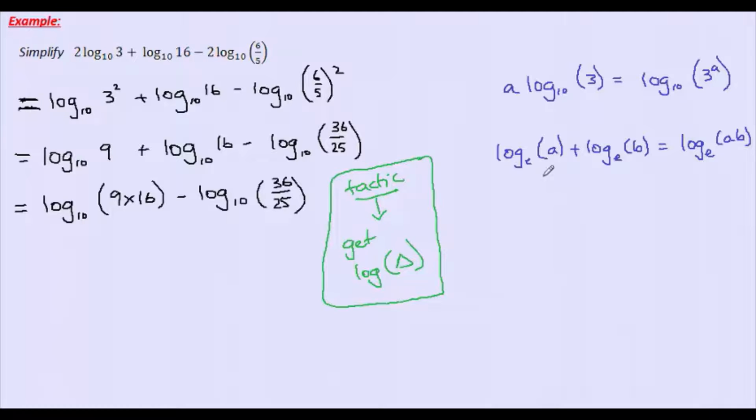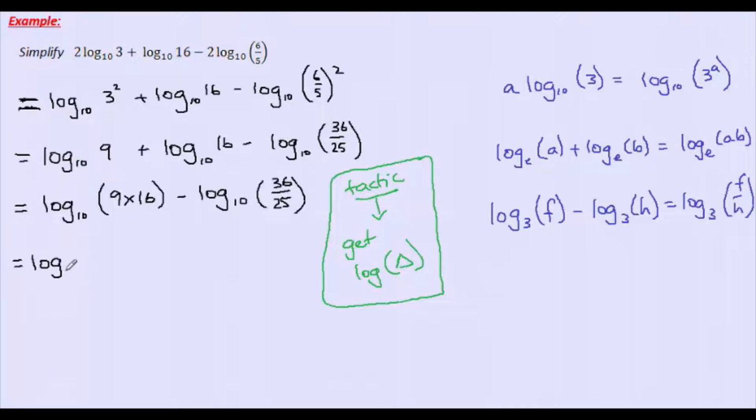And the next log rule I need to use is when this is a minus, this becomes a divide. So I could say log of, let's say now base 3 of f minus log base 3 of h will equal log to the base 3 of f over h. So I'm going to employ this log rule now with this minus, and I'm going to write it in a very simplistic way because you'll see what I'll do next and why I'm doing this. So this equals log to the base 10 of 9 times 16 divided by 36 over 25.